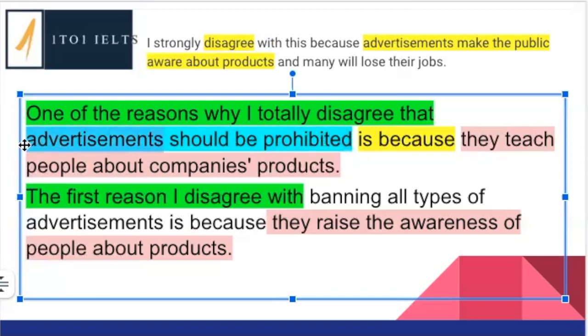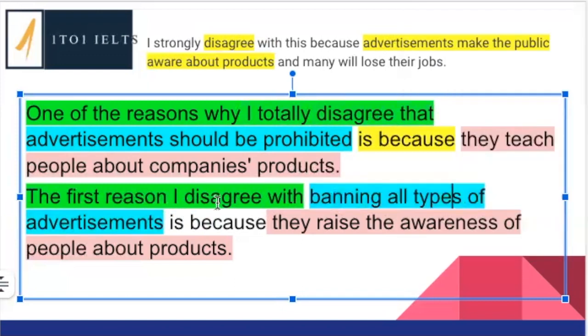Sure, it starts with a noun phrase because all clauses start with a noun phrase because your subject is always a noun phrase. So if we've got this expression, I totally disagree that, this needs to be a clause. Let's have a look at this one in blue. The first reason I disagree with banning all types of advertisements. Now, is this a clause or a noun phrase? There is a gerundial phrase. So what is a gerundial phrase? Does it have a verb? Nope. So this is basically a noun phrase. And then we've got this. And it's absolutely correct. It's been written correctly by Revan.